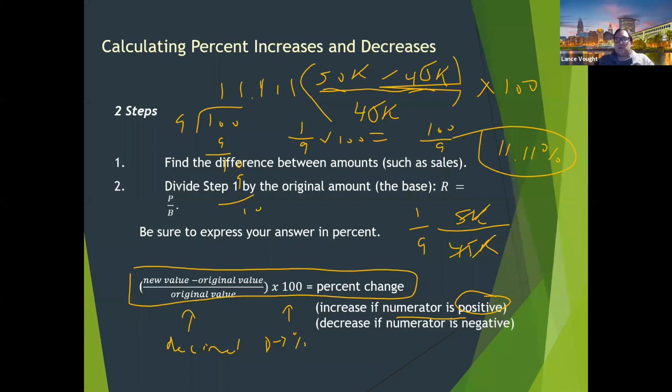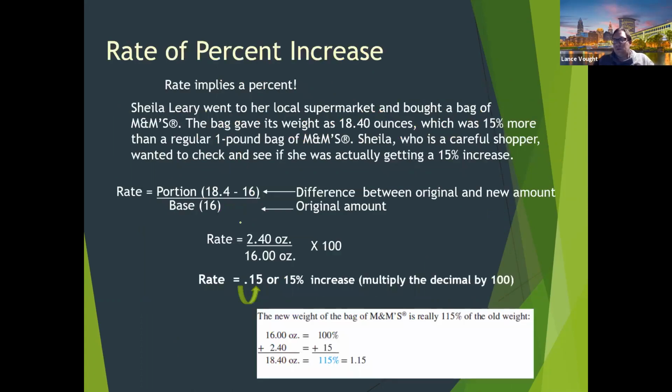I prefer this formula where it's the new value minus the old value divided by the old value times 100. They're trying to sandwich in this whole, in the book, the portion over the base, and rate implies a percent, as I mentioned before. So this is another word problem where we could find a percent change.